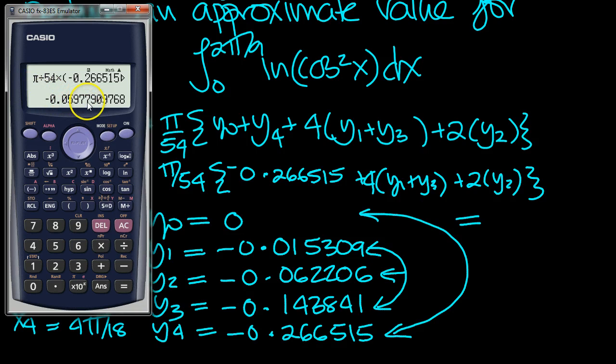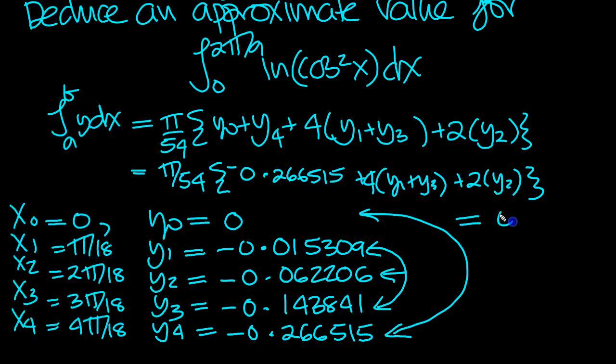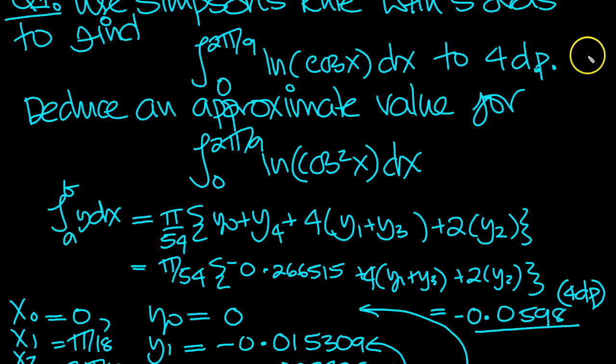Now we're doing 4 dp when we finish the final answer. So there's the 7, the other one's 7, so this rounds up to an 8. It's minus 0.059058, and that was the 4 decimal places. So there's our answer for this particular integral using Simpson's rule.